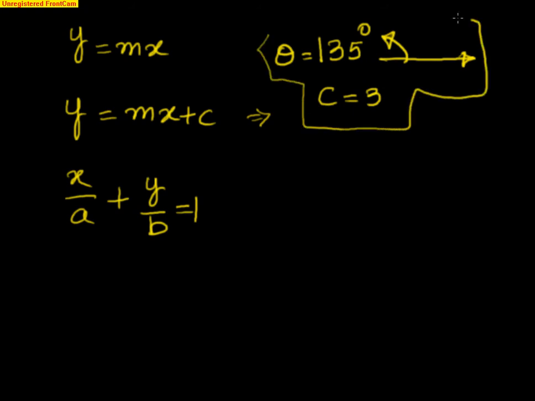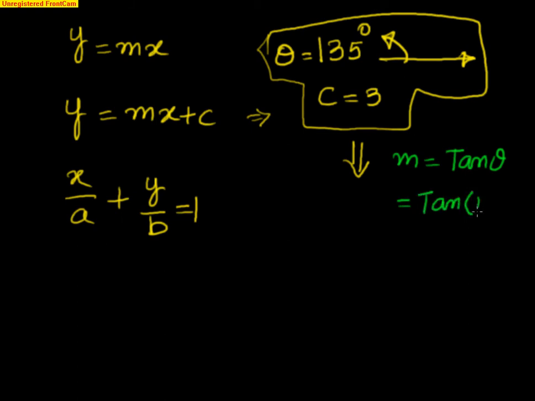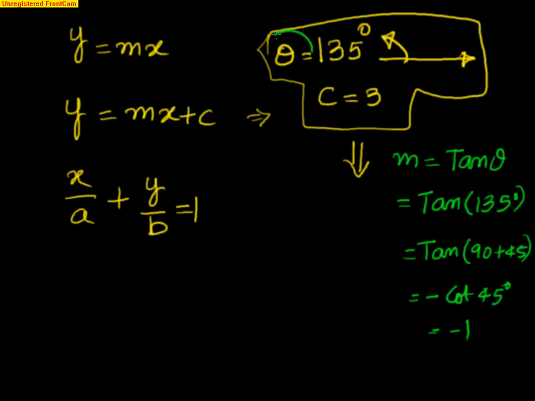Now, how to approach this problem? I think you remember m equal to tan theta. I'm sure. Tan theta is nothing but tan 135, and we know that's equal to tan (90 plus 45). That is equal to minus cot 45, which is minus 1. So this is another way of saying m equal to minus 1.